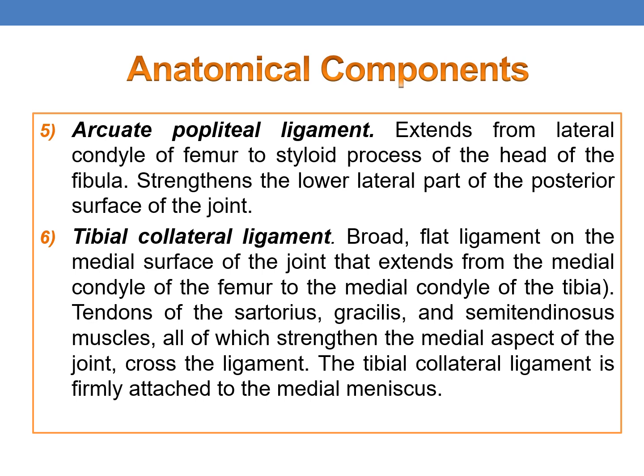The next ligament is the tibial collateral ligament. It is a broad flat ligament on the medial surface of the joint that extends from the medial condyle of the femur to the medial condyle of the tibia. Tendons of the sartorius, gracilis and semitendinosus muscles, all of which strengthen the medial aspect of the joint, cross the ligament. The tibial collateral ligament is firmly attached to the medial meniscus.